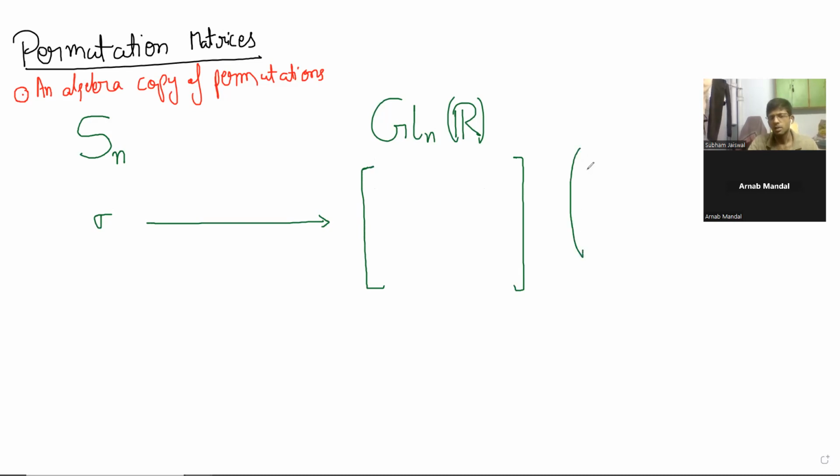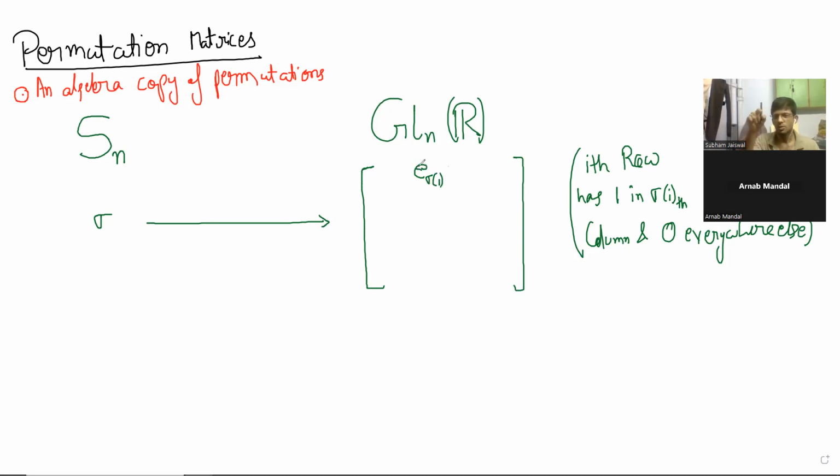I can say it in words, of course. The ith row has 1 in the sigma(i)th column, and 0 everywhere else. That's it. So the first row is basically e_sigma(1). This is the elementary vector which has 1 in the sigma(1)th entry. And similarly, the second row. Let me just do an example.